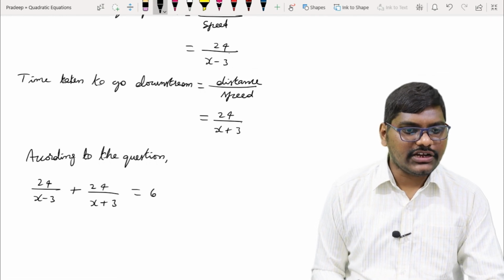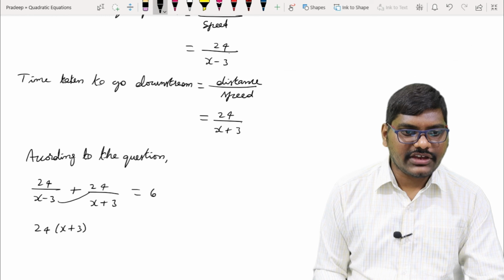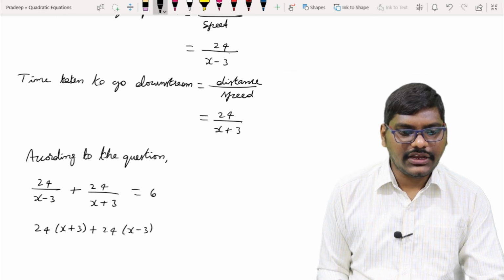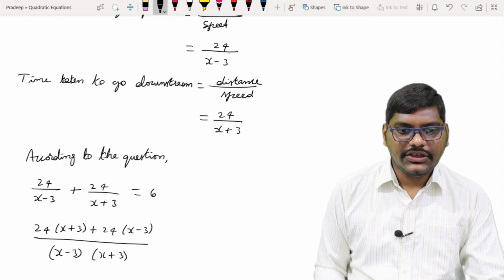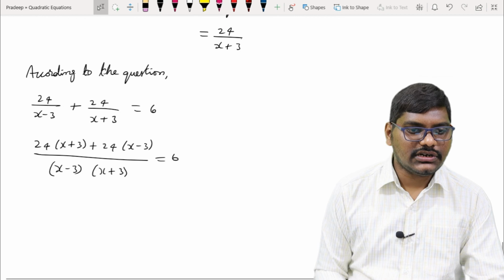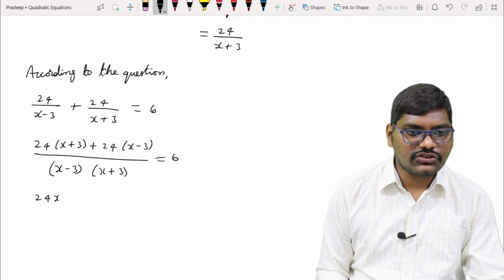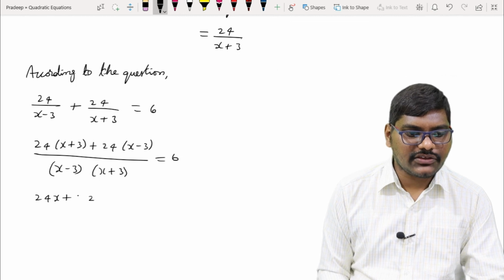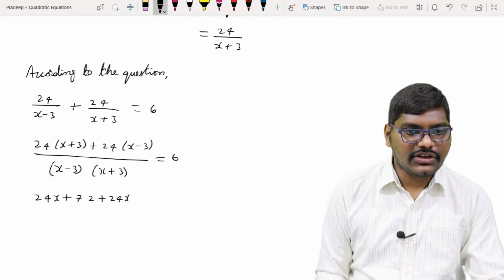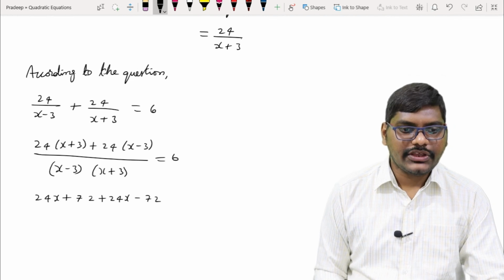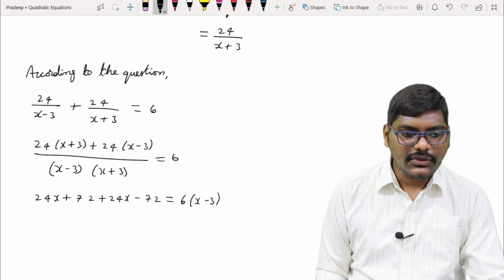Now let's try to find this out. We have to take the LCM here, so I can write 24 into x plus 3. I just multiplied here, and x minus 3 I will multiply here, so 24 into x minus 3, and the denominator is x minus 3 into x plus 3, equal to 6. Let's try to solve this further. When I multiply this, I'll be getting 24x, and 24 into 3 is 72. The next thing, 24 into x is 24x, and here again 24 into x is nothing but minus 72, equal to this. I'll send the denominator over this side, so I can write 6 into x minus 3, x plus 3.